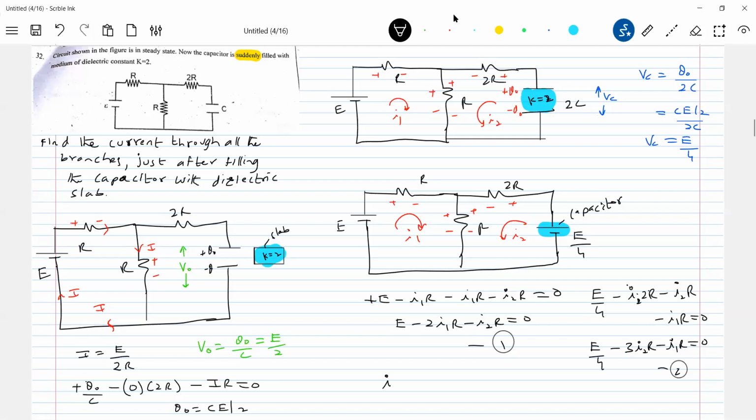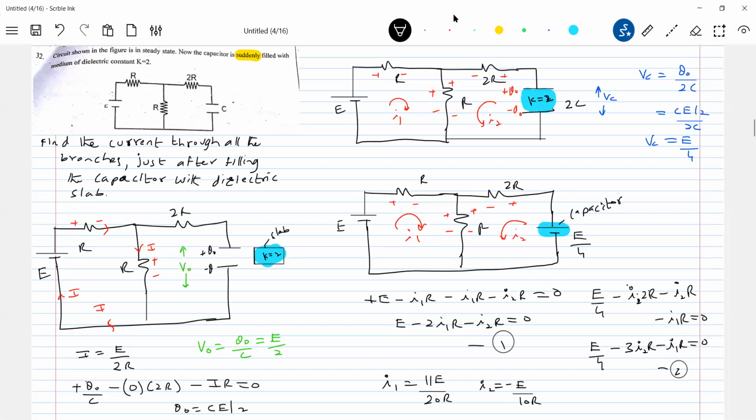I1, I calculated, I got around 11E by 20R. I2 is E by 10R, with a negative sign. I2 negative sign. Okay, now you can see that.